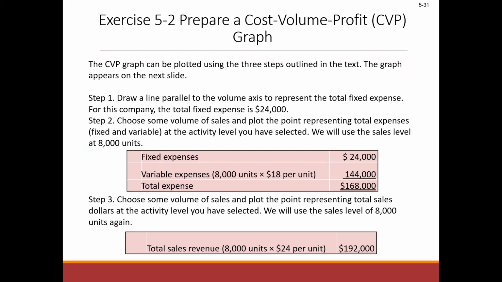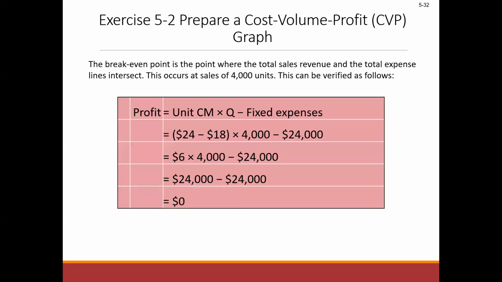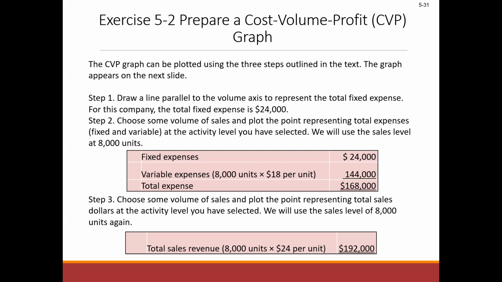So the first thing we're going to do is draw a line parallel to the volume axis to represent the total fixed expenses, which in this case is 24,000. Okay, so the first thing we're going to do is draw that horizontal line. Then we're going to look at volume of sales and plot the points representing our total expenses, combining both fixed and variable, at the activity level you've selected.